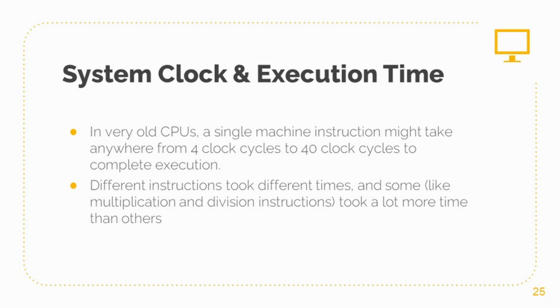Indeed, in the early days of computing, the execution of machine instructions often took a variable number of clock cycles, and some instructions required significantly more cycles to complete than others. This variability in execution time was primarily due to the architectural limitations and design choices of early CPUs. Here are some reasons why different instructions took different amounts of time to execute.